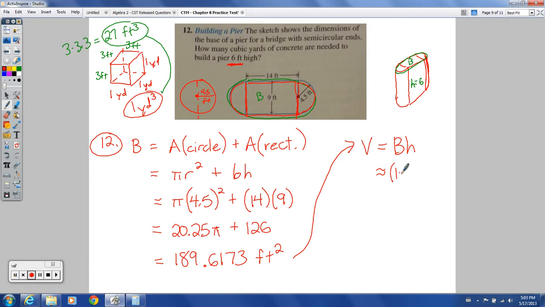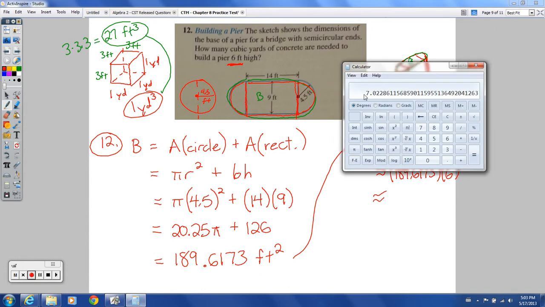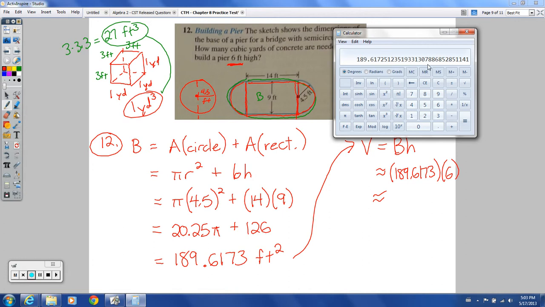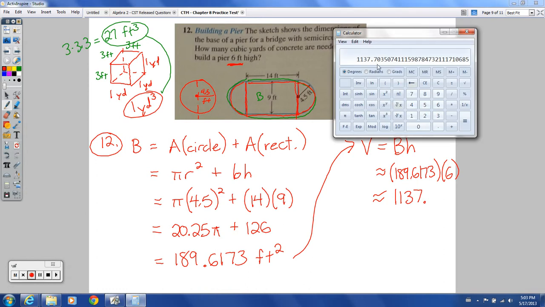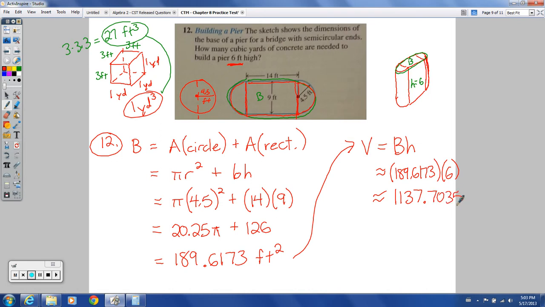It's approximately 189.6173 times now the height, which would be about this much. So this, I had gotten that by dividing by 27. I'll multiply by 27 to get back to where I started. Okay, so I've got that value times 6, which is 1,137 point, I'll go with 4 decimal places still, 0.7035. Okay, so 7035. Now I can do what I was doing before.